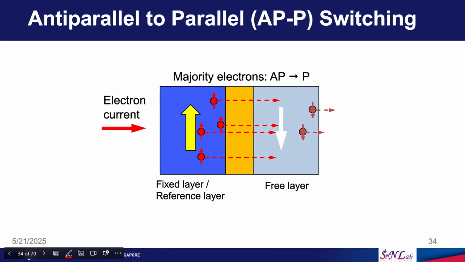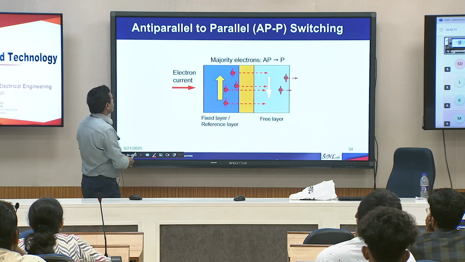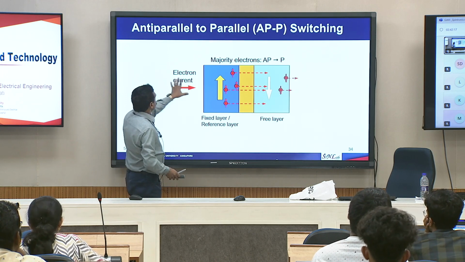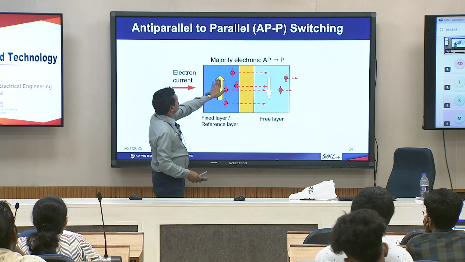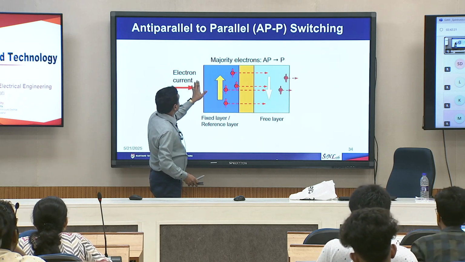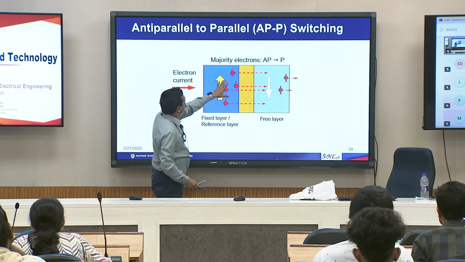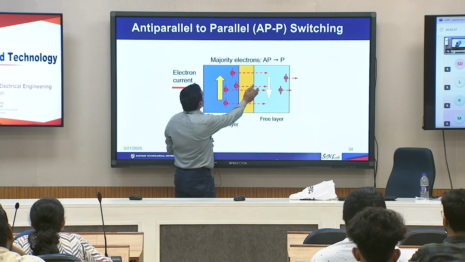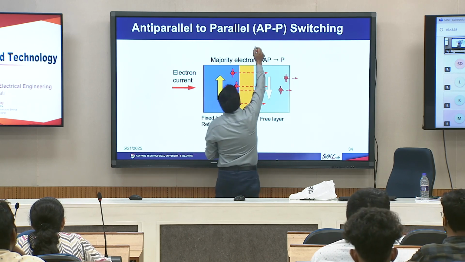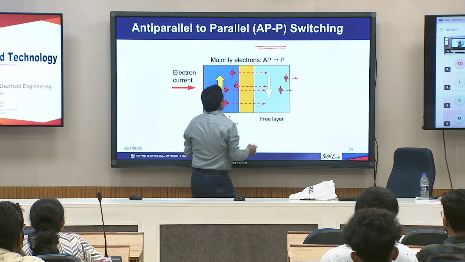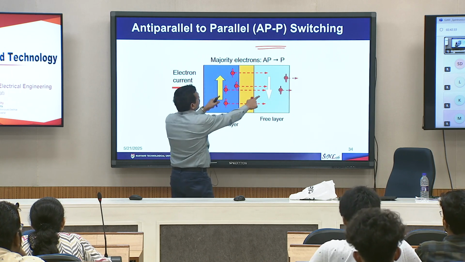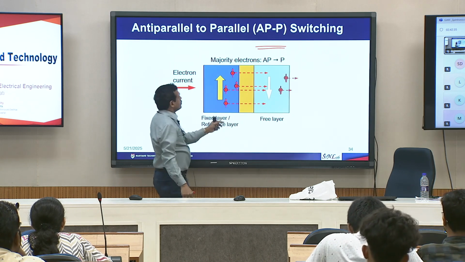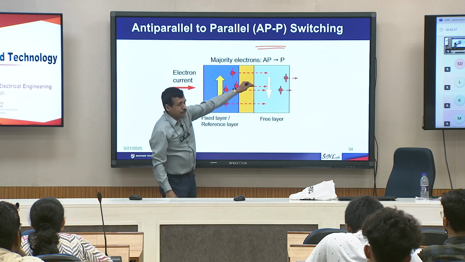Okay. So, here I am explaining the same thing again. So, we have electrons. This magnetization is polarizing, which means the electrons with the magnetic moment parallel to this are going to the other side. We are learning about anti-parallel to parallel switching. So, initially these two magnetizations are anti-parallel. So, if this is pointing up, the other one is pointing down.